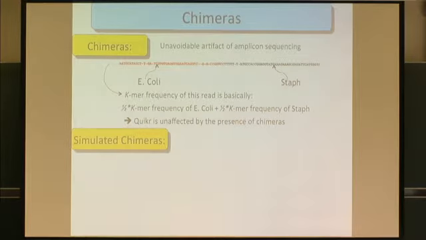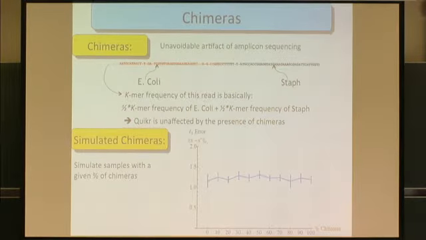In fact, if you simulate these, check out this plot. Here's the percentage of chimeras in a sample, and here's our error at the genus level. Even if you go up to 100% chimeras, the method is still not negatively impacted, which I doubt you can say with other methods. And this is only because of this fun little k-mer counting fact right here.